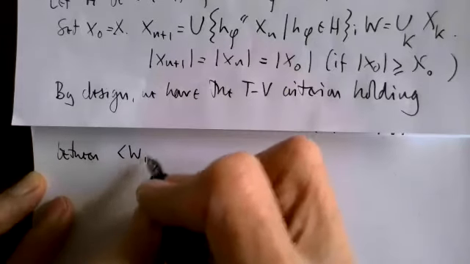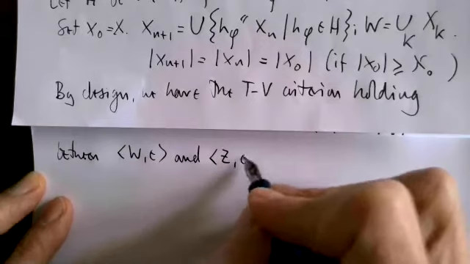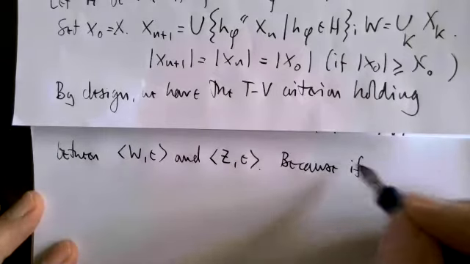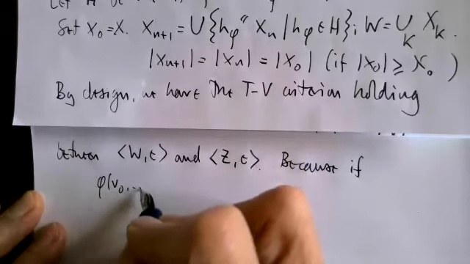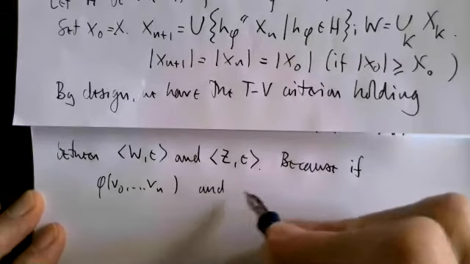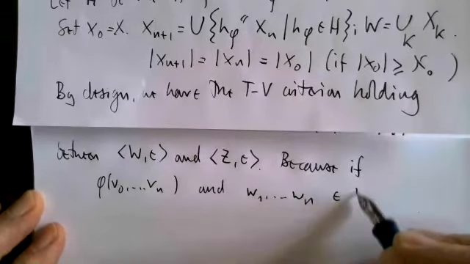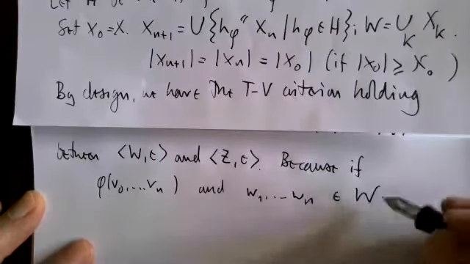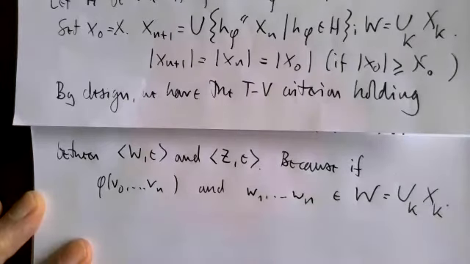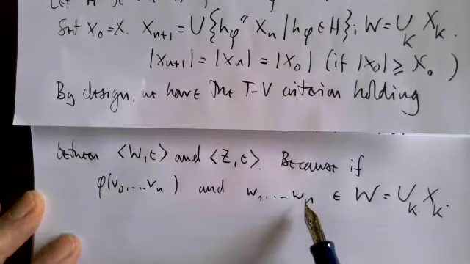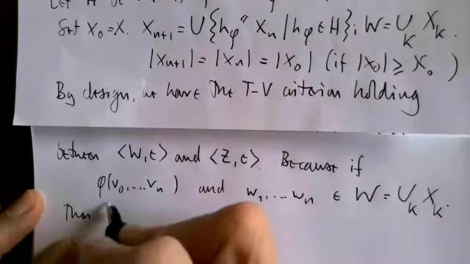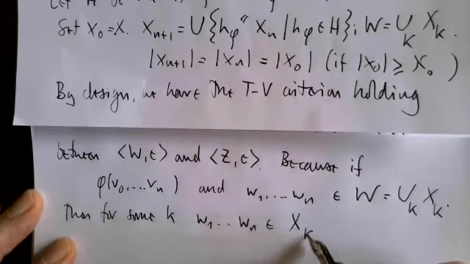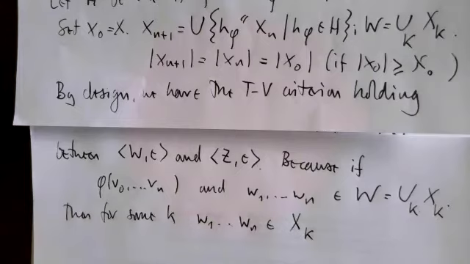Between W, this union, and Z. Why? Because if I've got some formula phi(v1, ..., vn), and if I've got w1 up to wn in W, there's finitely many things in here. W is the union of these xk's, so there's going to be a k which has each of these things. For some k, w1 up to wn is in xk, and indeed in all subsequent xk plus 1, xk plus 2, and so on.